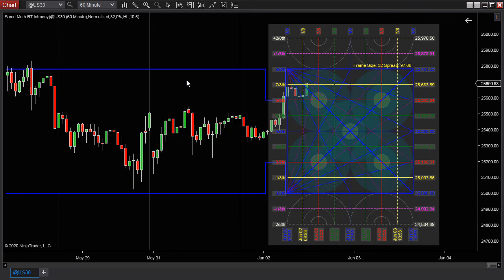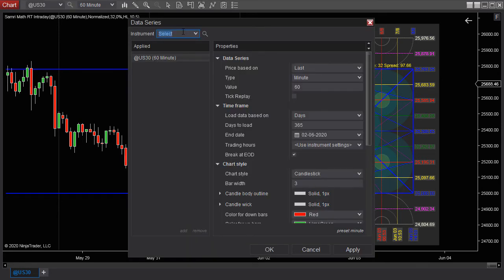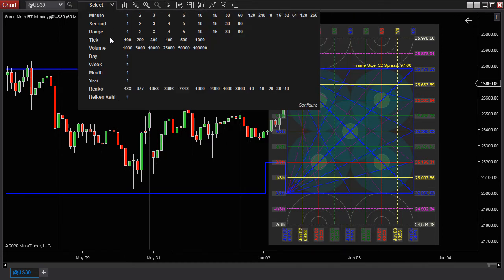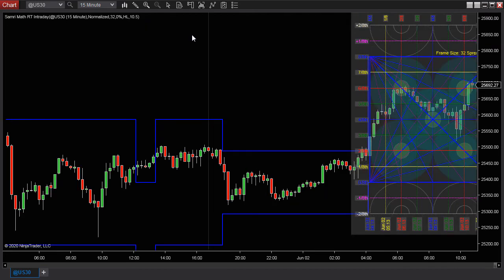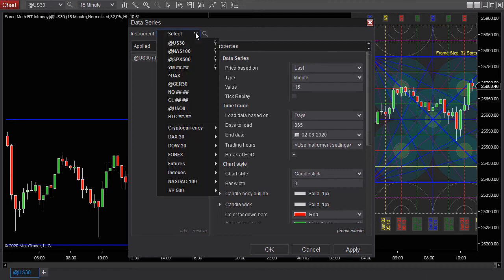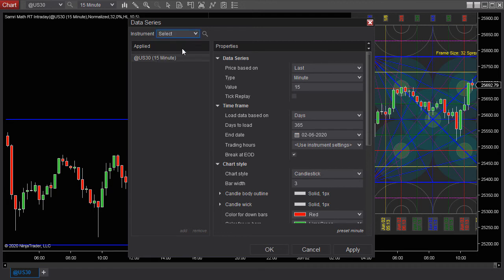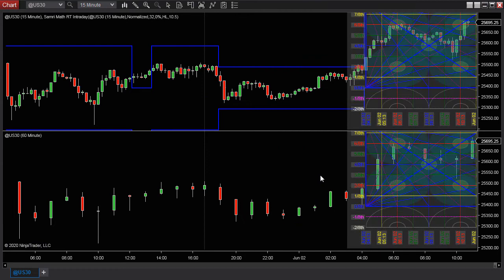I'll insert... we are looking at the 15-minute chart, at the 60-minute chart. Let me just change that to 15. Okay, and what some people do is they want to see the 15 and the 60. So you add a data series in NinjaTrader. This has nothing to do with the indicator itself. This is a feature of NinjaTrader that you apply two different time frames to your chart.